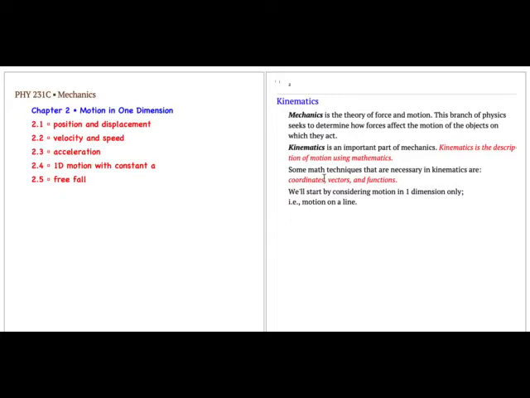So in this Chapter 2, we're considering motion in one dimension only. You can think of a car moving on a straight road, or you could think of an object moving in Earth's gravity, moving straight up or straight down. We'll come to that in Section 5. Or just in a mathematical form, you could consider this to be motion along a line.